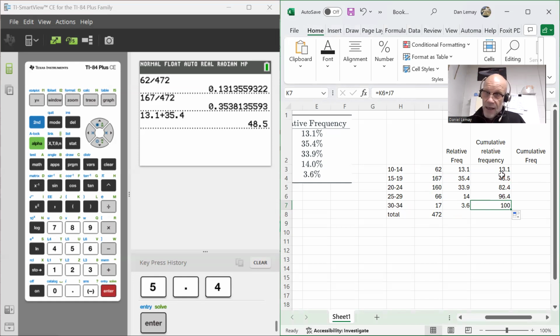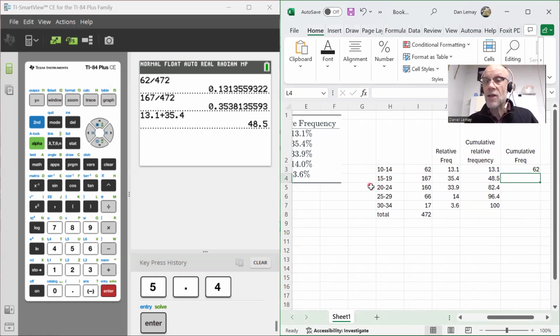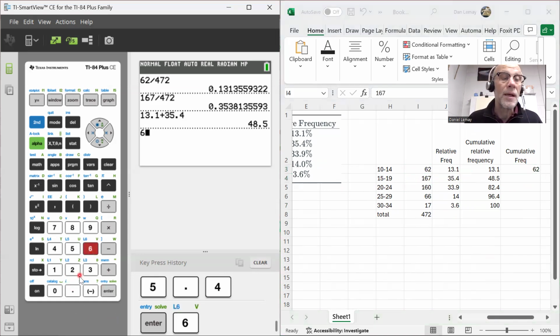Some applications, it'll be useful. Now, the business type people love Pareto charts, and how you make a Pareto chart is you're going to add up not the relative frequencies, you're just going to add up the frequencies. So 62, go back to the original 62, and then I'm just going to keep adding those up. So it'll be 62 plus 167. I'll do it over here.